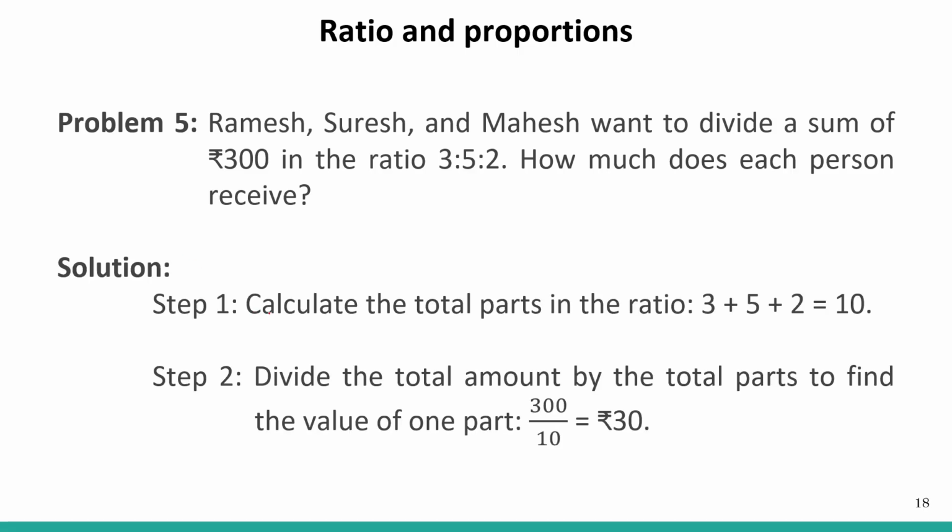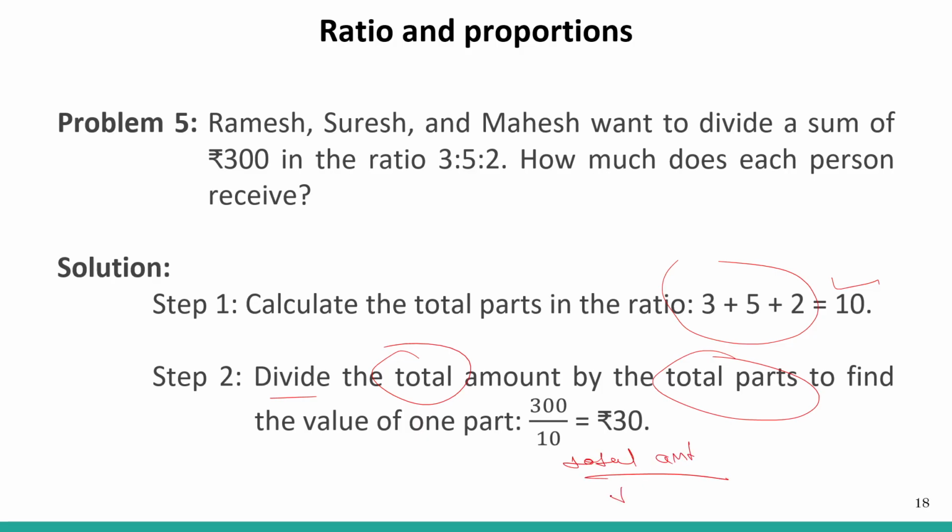So let's see. Calculating the total parts in the ratio: 3 plus 5 plus 2 is equal to 10. So the total parts in the ratio are 10. What we do next is divide the total amount by the total parts to find the value of one part. The total amount is 300, the total parts is 10, so the value of one part is equal to 30.